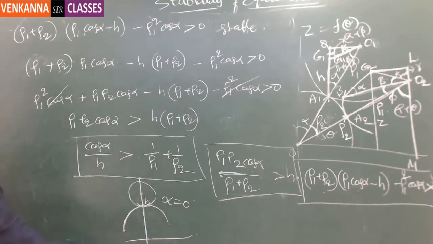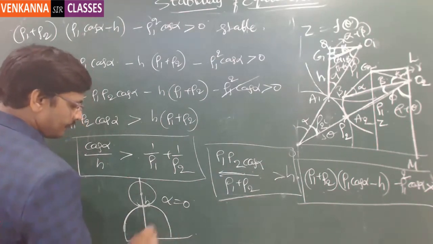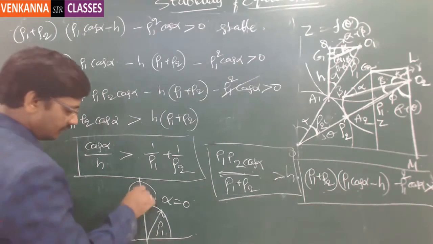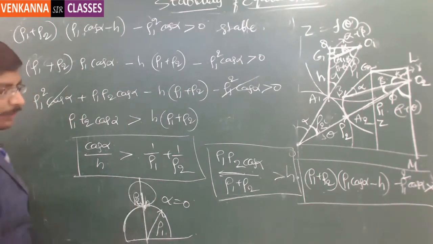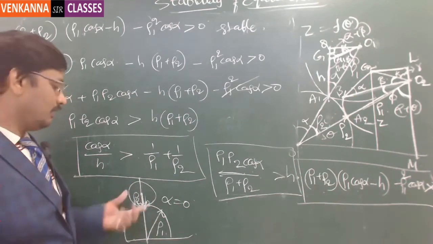So alpha equal to 0. Now let us say the radius of curvature for this one is rho 1 and the radius of curvature for this one is rho 2. Then, depending upon the size of this particular body, this top body may be lesser size or more size.